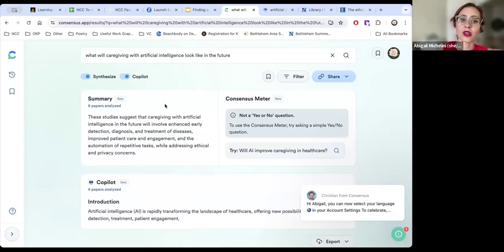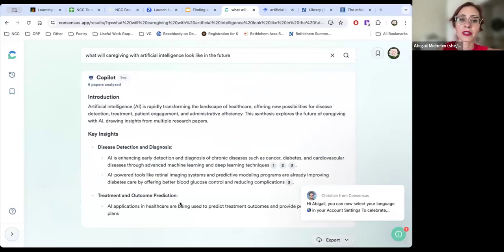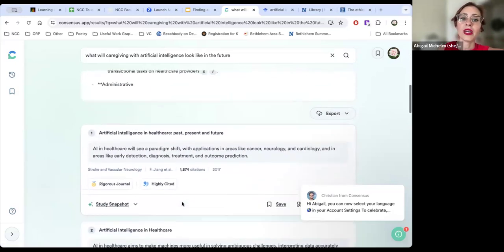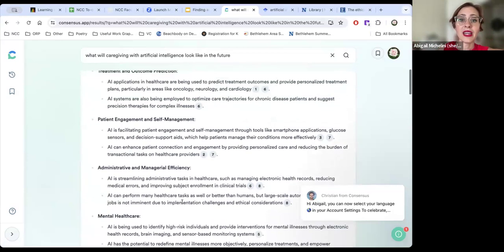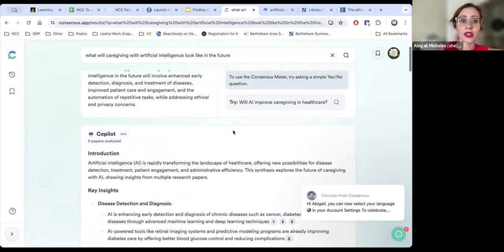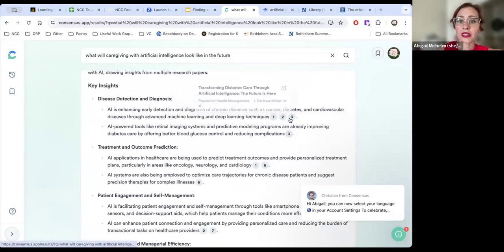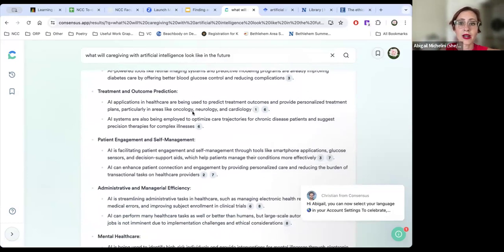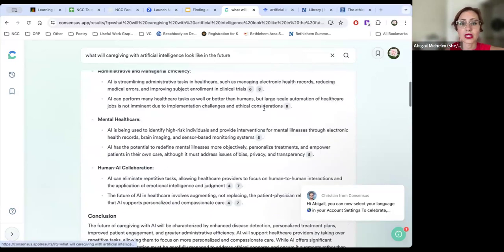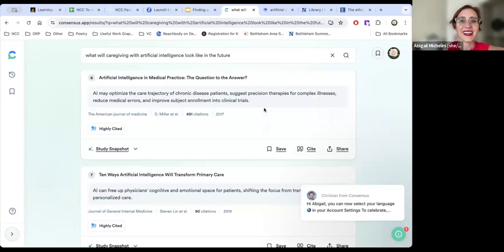And you can also turn on Copilot, which will help summarize some of the articles for you. This is really helpful for you to skim and see what am I looking at here. And then it'll tell you, if you turn on Copilot, which article this information is in. So if you're talking about disease detection and artificial intelligence, articles 1, 2, and 3 talk about that. If you're talking about treatment and outcomes, articles 1 and 6 talk about that, okay? And you can click on those and it'll take you right to it, okay?